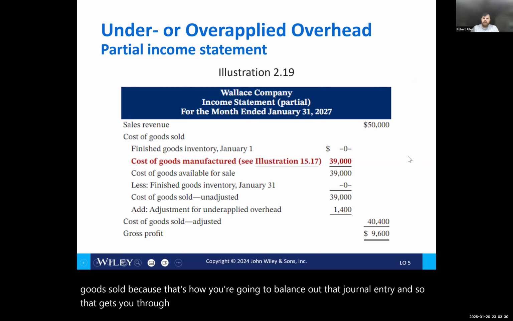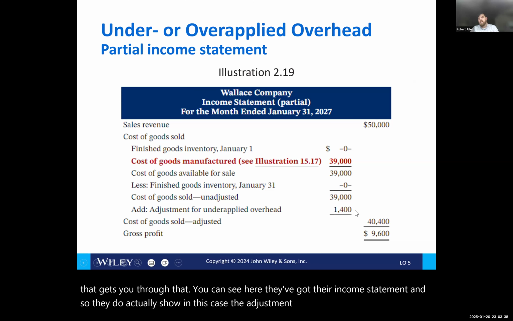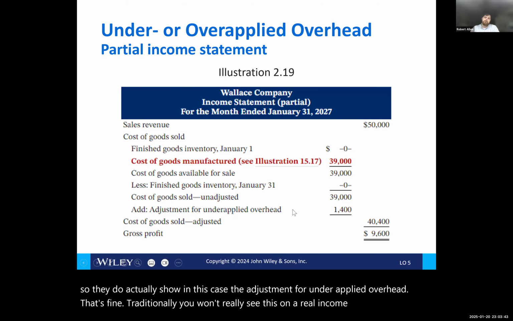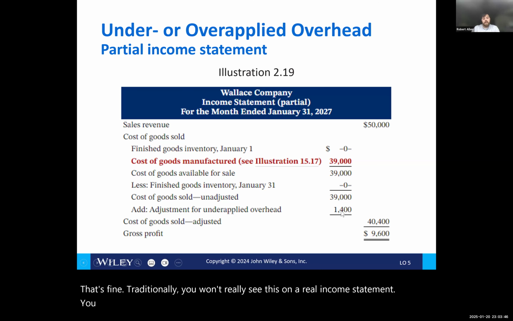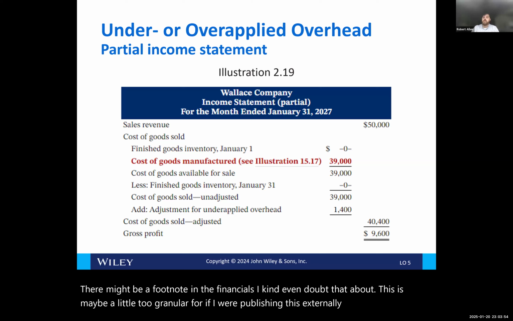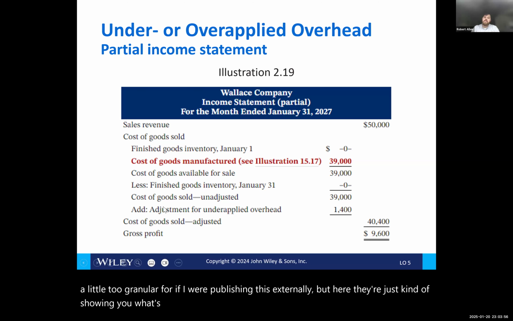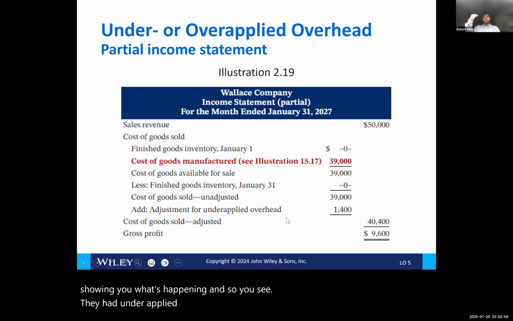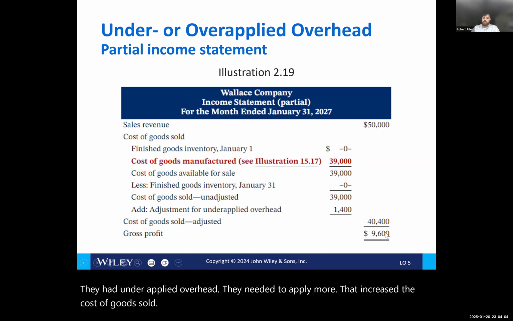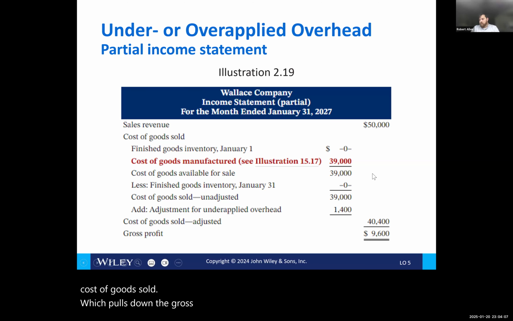You can see here, they've got their income statement, and they do actually show in this case the adjustment for under applied overhead. That's fine. Traditionally, you won't really see this on a real income statement. There might be a footnote in the financials, though I kind of even doubt that. This is maybe a little too granular if I were publishing this externally, but here they're just showing you what's happening. And so you see they had under applied overhead. They needed to apply more. That increased the cost of goods sold, which pulls down the gross profit. And so that's effectively how this all works.